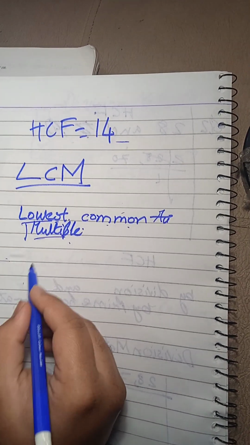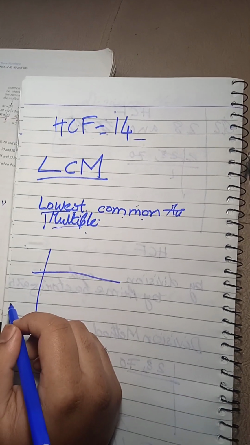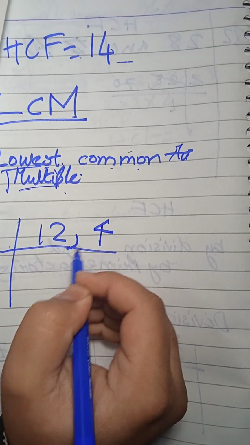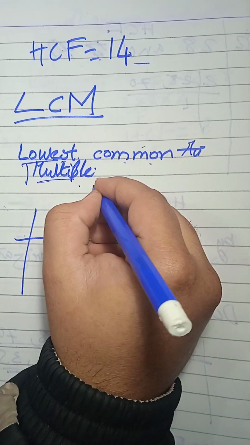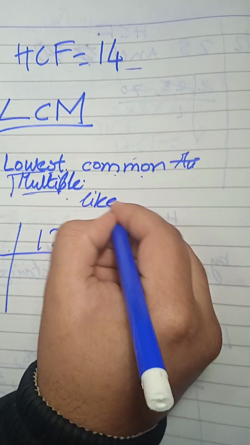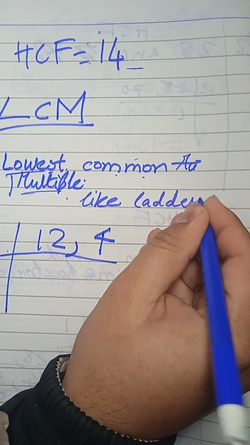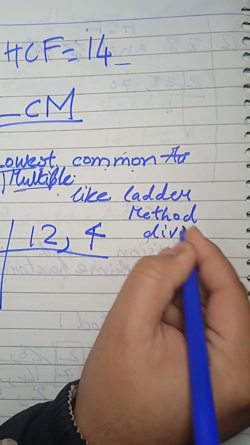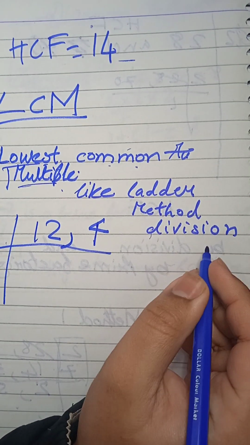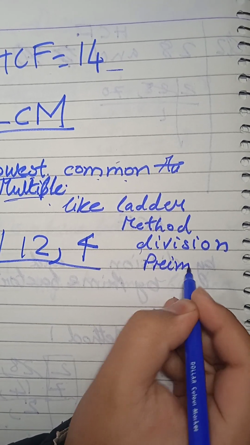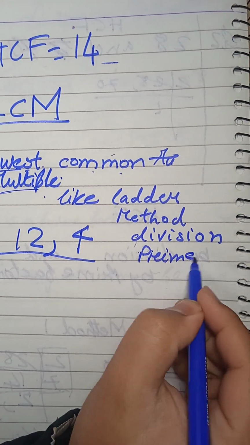For example, let's look at the example of 12 and 4. It can be solved by other methods like the ladder method, the division method, and also by prime factorization. The ladder method and the division method are both the same.